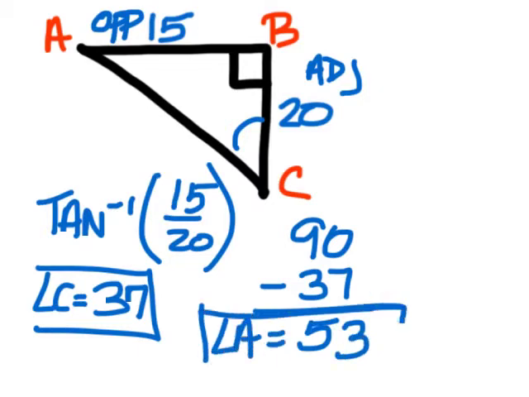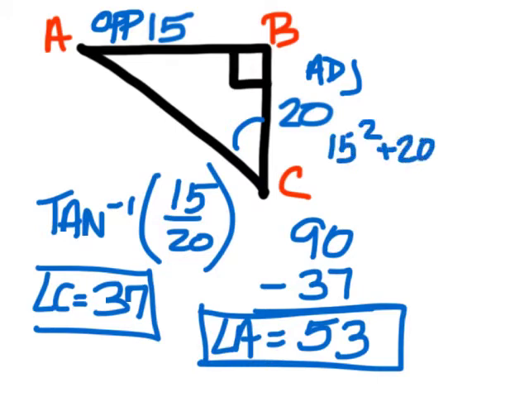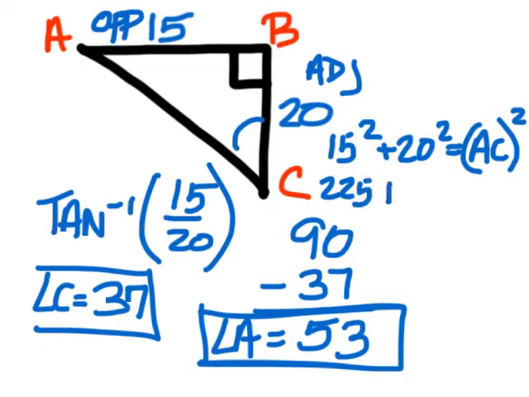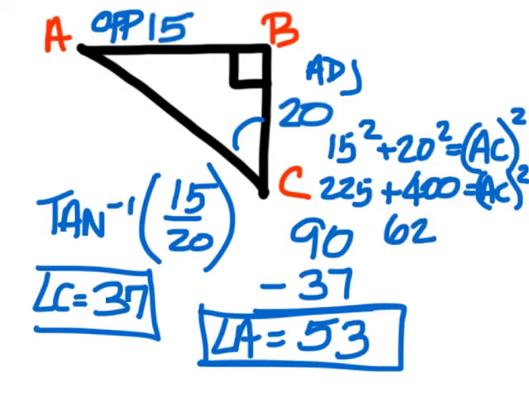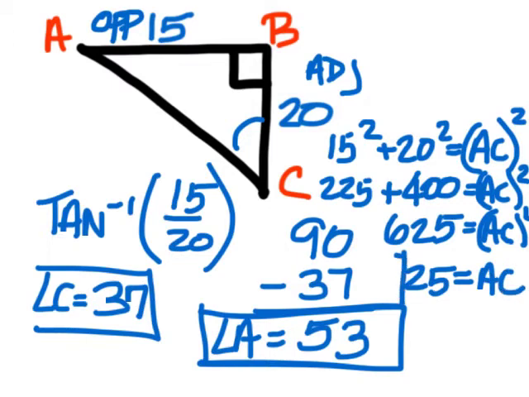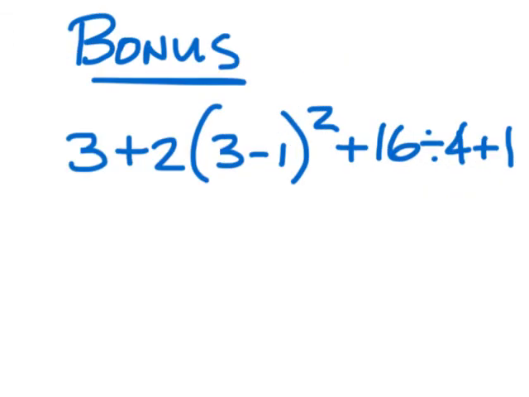That would be angle A, and to get the hypotenuse, you must do 15 squared plus 20 squared equals AC squared. So that would be 225 plus 400 equals AC squared. My marker is a little too thick. So that would be 625 equals AC squared, and to find the answer you do the square root of both sides, and you should come up with 25 equals AC.